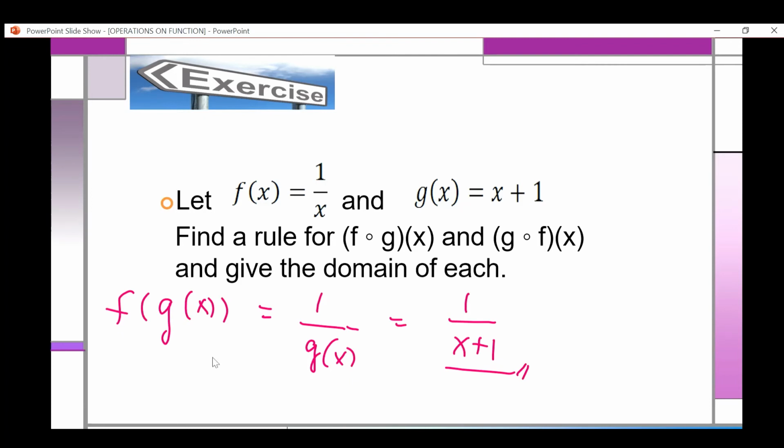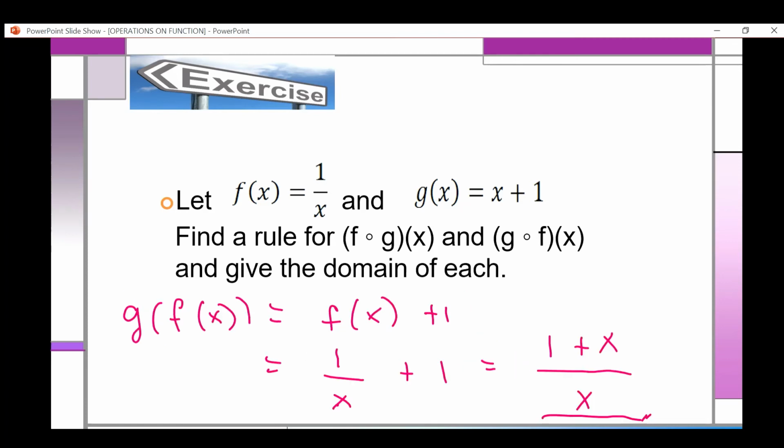Okay? So, for f of g of x, ayan. So, ang pattern natin, si f of x, so 1 over x. Pwede na natin gawing 1 over g of x. So, papasok lang natin si g of x natin. Tapos, si g of x is equal to x plus 1. So, substitute na natin. Okay? So, wala namang isi-simplify. So, yun na yung final answer natin.